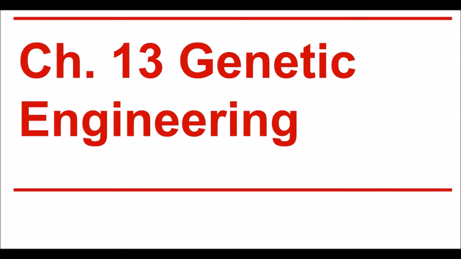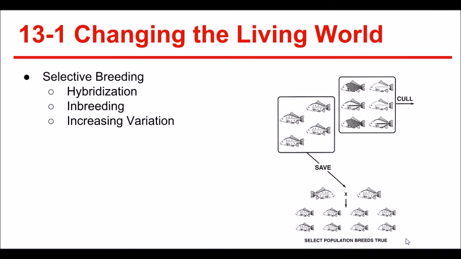Today we'll be covering Chapter 13, Genetic Engineering. Okay, 13-1, Changing the Living World. So, to change the living world, humans use a number of methods, including selective breeding. Selective breeding is allowing only those animals with desired characteristics to produce the next generation.